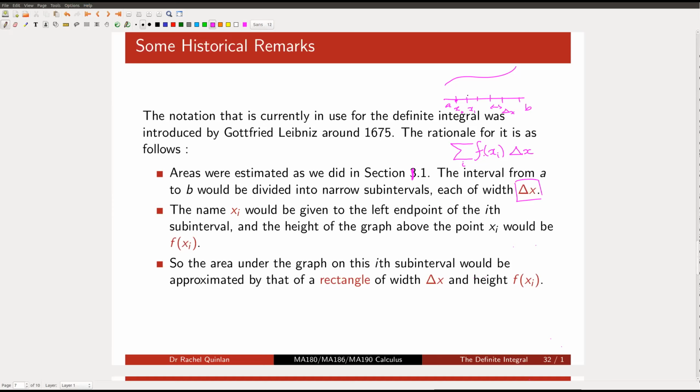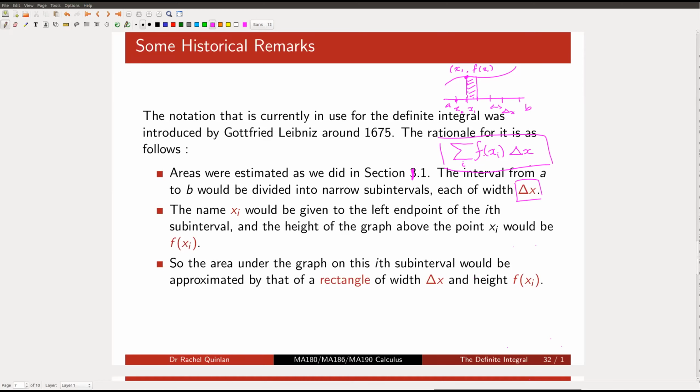And so, for example, the height of the second little rectangle would be the value of the function at its left-hand endpoint. So the coordinates at this point here would be x1 and the value of f at x1. And so the area of that particular rectangle would be delta x multiplied by the value of f at x1. And the estimate for the total area would be a sum of things like that. So it would be written this way.